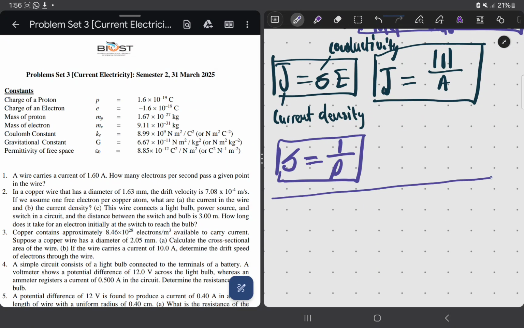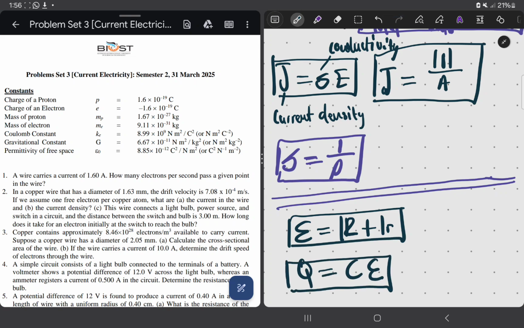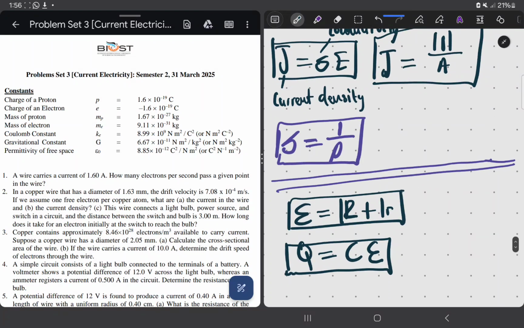Now I'll just put the ones for week 7. Let me put the ones for week 7. What are they? The one for EMF, E, is going to be IR plus Ir, right? Then we're going to have the one for maximum charge in a capacitor. It is going to be CE. That's the formula for maximum charge, the maximum charge that can be stored in a capacitor.